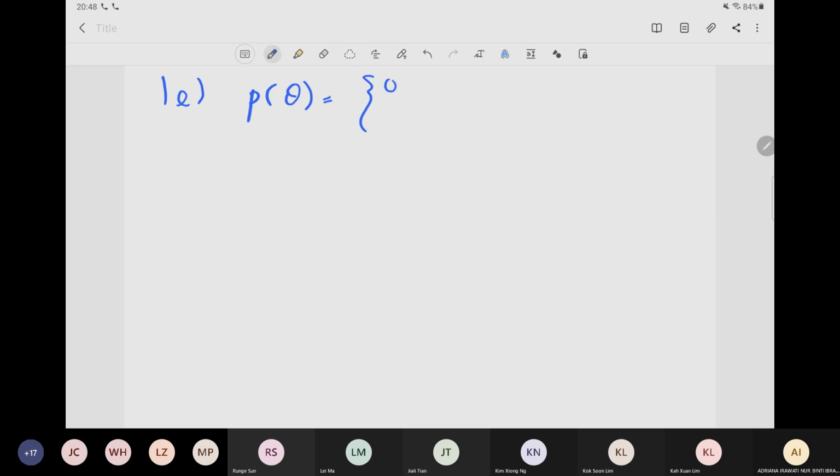Right, so for question 1E, if you have your prior, because it's a mixture, you will have something similar to question 3 just now. Your posterior is actually a mixture, so it's not really a beta. So similar to just now, it's going to be a mixture of betas.